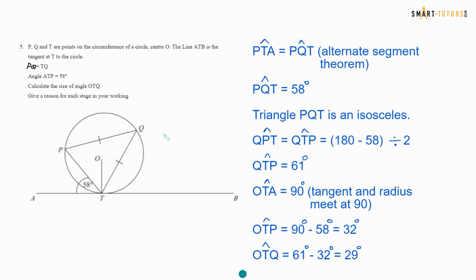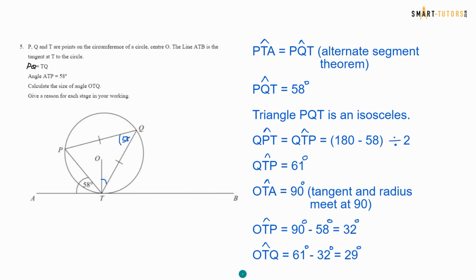Question number 5. P, Q, T are points on the circumference of a circle, center O. The line ATB is the tangent at the point T, and angle ATP is 58 degrees, which is given. Now you need to find the angle OTQ. So OTQ is the angle in question. First of all, by the alternate segment theorem, you can say PTA, this 58, equals 58.